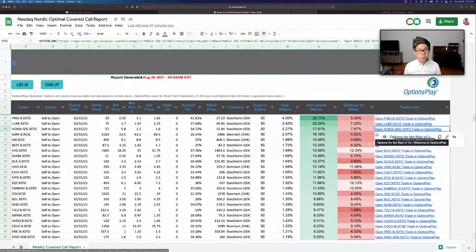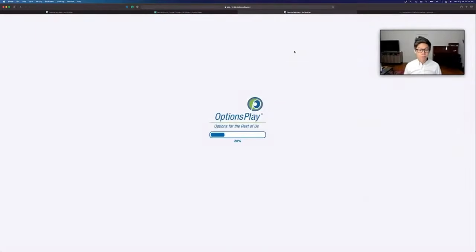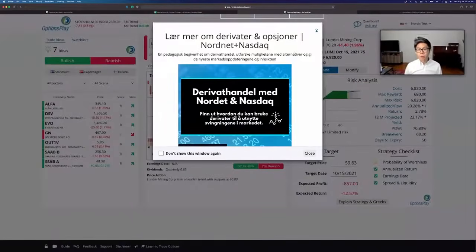And what we have built into this report is the ability to simply click on the trade link here on the right-hand side to analyze this trade further using the OptionsPlay platform. So when you click on the trade link here on the right-hand side, what it will bring up is the OptionsPlay platform, which I will walk you through right now. The OptionsPlay platform is available to all Nordic investors completely free of charge with the current partnership that we have with Nasdaq.